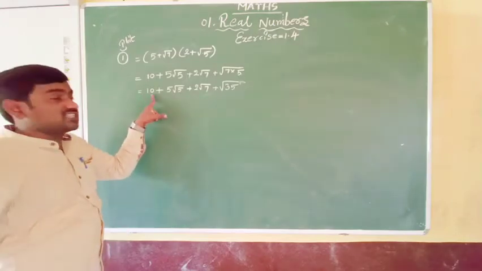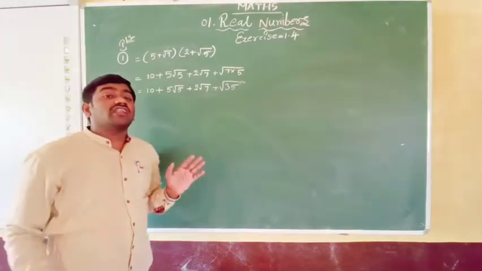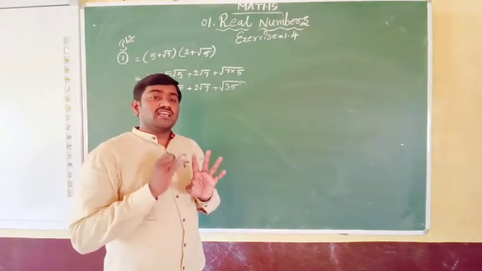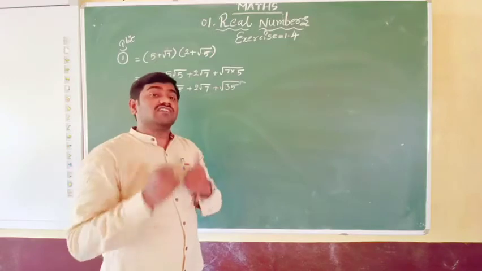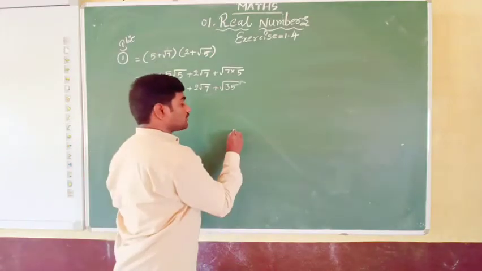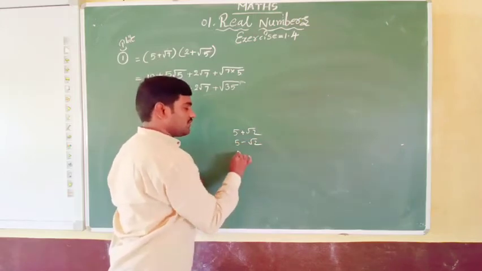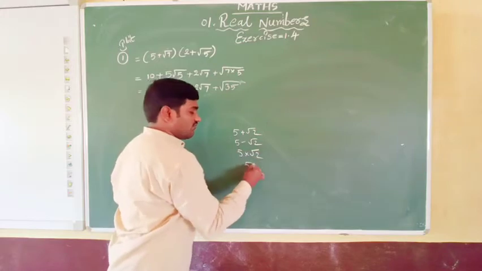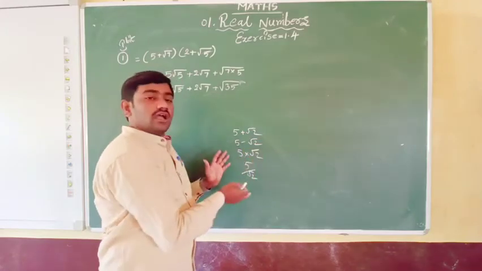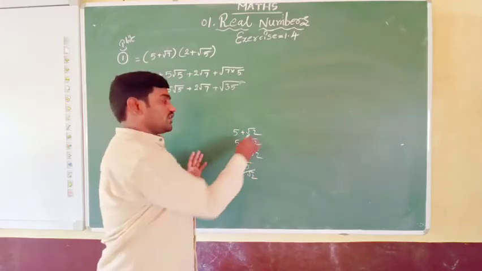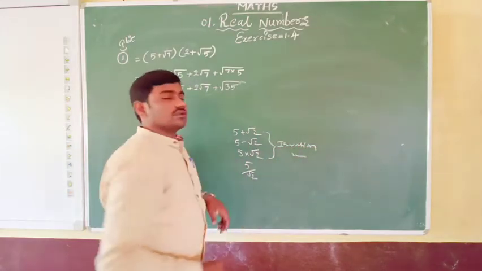See here, only 10 is the rational number. The basic operations of plus, minus, multiplication and division of one rational number and one irrational number always give us an irrational number. Suppose 5 plus root 2 is an irrational number, 5 minus root 2 is an irrational number, 5 into root 2 is an irrational number, 5 by root 2 is also an irrational number. Because we cannot add or subtract to get a whole figure here, we consider all these irrational numbers.